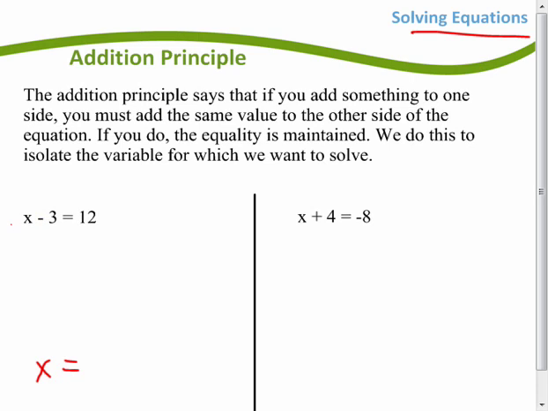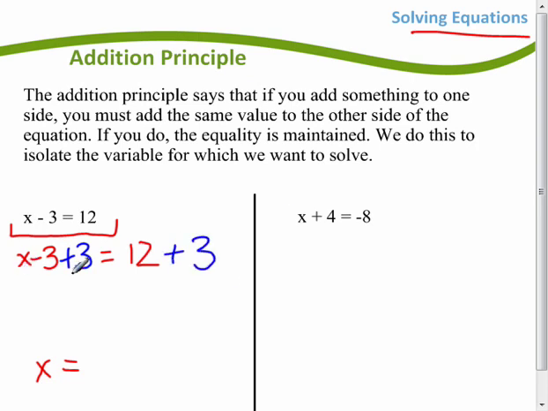So currently in this equation, I have x minus 3 is equal to 12. Well, I don't want that 3 in there. I just want x is equal to. So I want to get rid of this minus 3. To do that, I can use the addition principle. So on the left side, I'm going to add 3. But if I add 3 on the left side, I also have to add 3 on the right side.